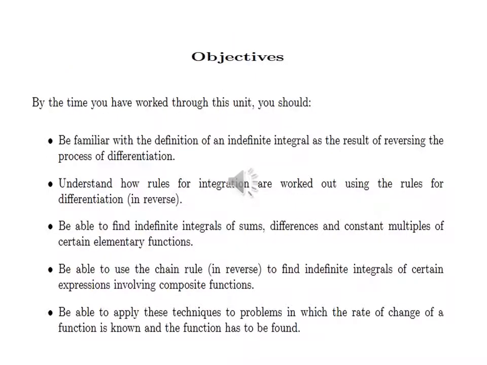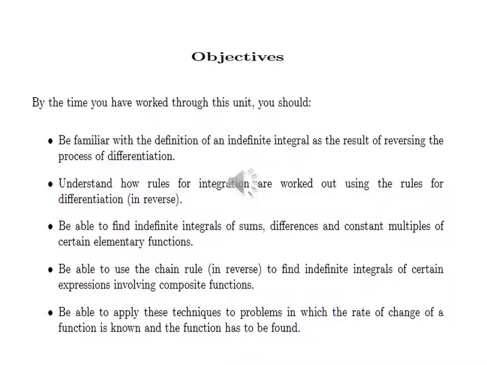What are the objectives of integration? By the time you have worked through this unit, you should be familiar with the definition of an indefinite integral as the result of reversing the process of differentiation. This is the first thing you must learn about this chapter.